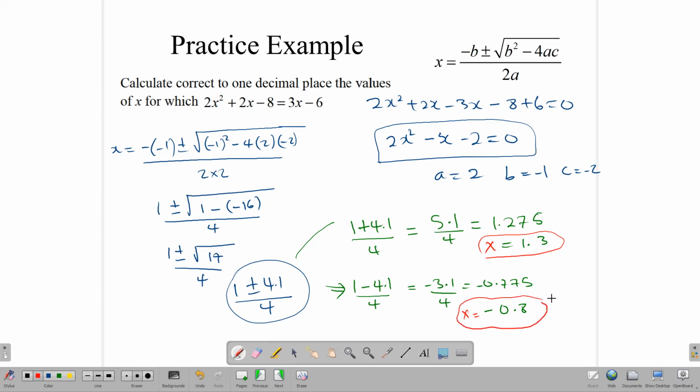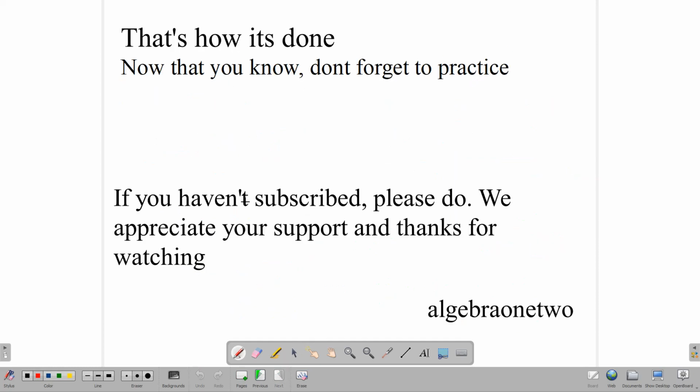So this is how we use the quadratic formula to solve a quadratic equation. Now remember, all that you need to do is to know the formula and to correctly write down A, B, and C from your equation. And once you write those down, you substitute the values into the quadratic formula. The rest of it is calculator work. You go through that and you find your solutions. Now that you know, that's how it's done.